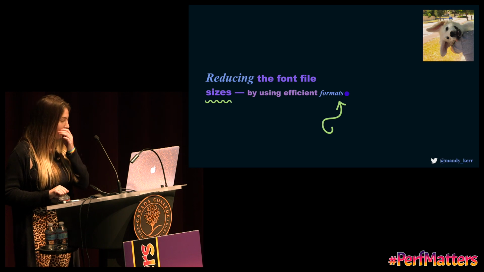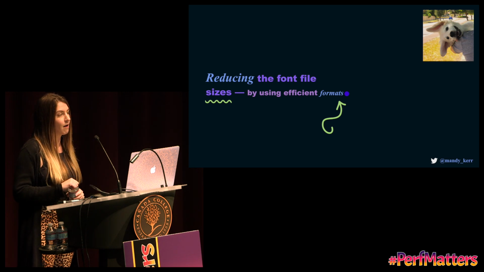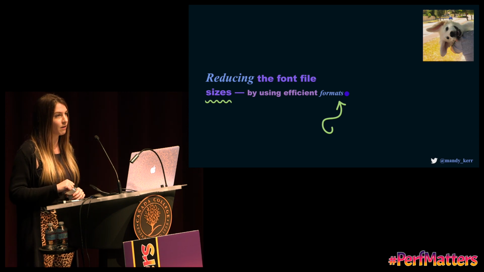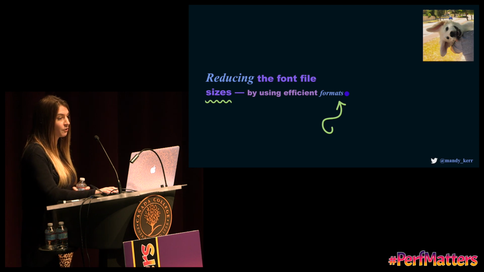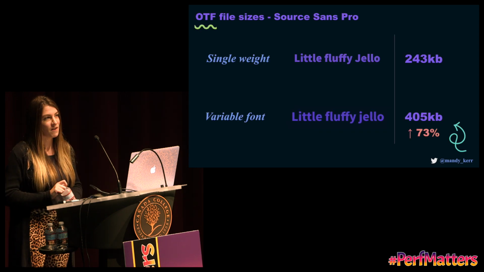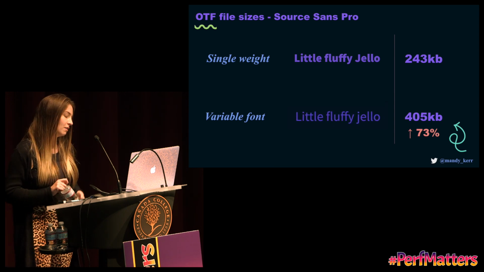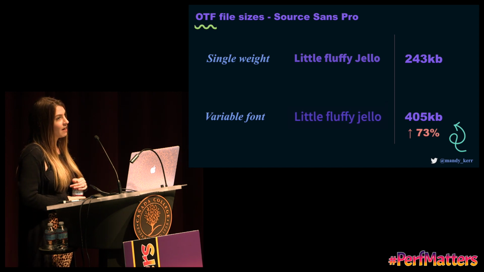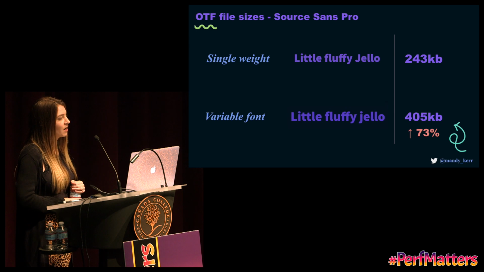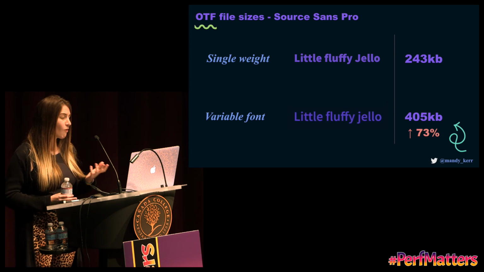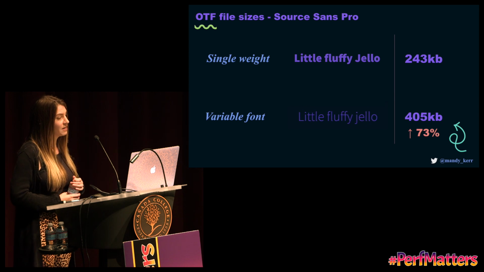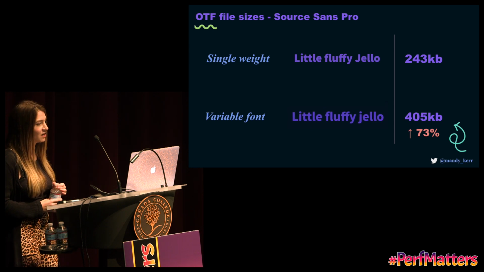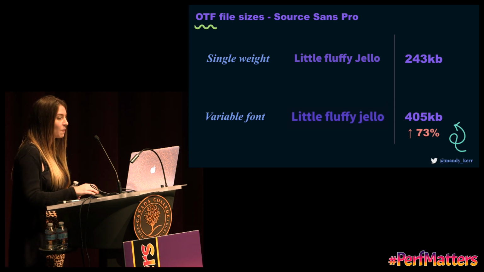Now what I want to do is set a bit of a baseline and compare a single standard weight to a variable font, and then we'll go through and see what the compression is with efficient formats like WOFF2. So I'm going to start with an OTF file because they're really, really big. So, you know, it's a good starting point, a bit of a baseline. I'm using Source Sans Pro, which is available on GitHub. You have a variable font version of it. A single weight is approximately 243 kilobytes as an OTF file. And the variable font is 405 kilobytes, which is about 73% larger. So it's a much bigger file.